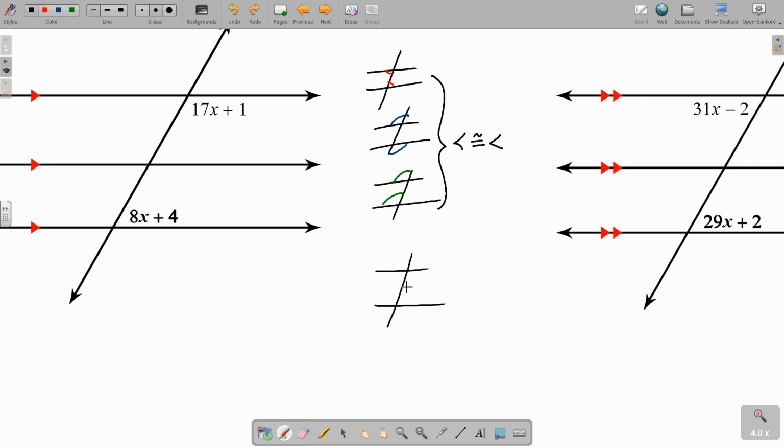Then you have consecutive interior, which is same side between the lines. Those are the ones that add up to 180. Once you know those, you simply sweep the angles you're working with and determine, are they congruent or do they add up to 180, and go from there.